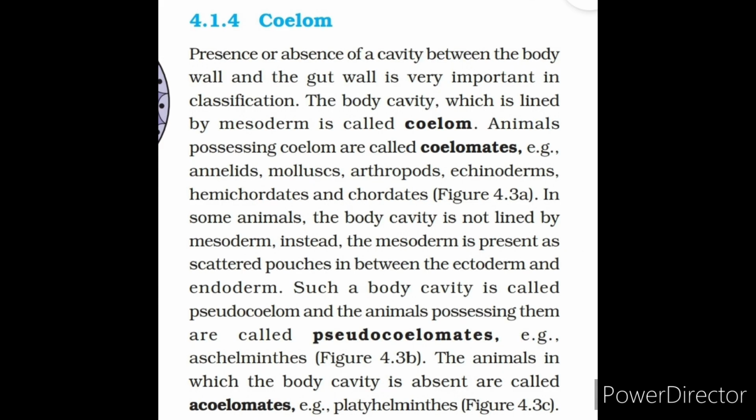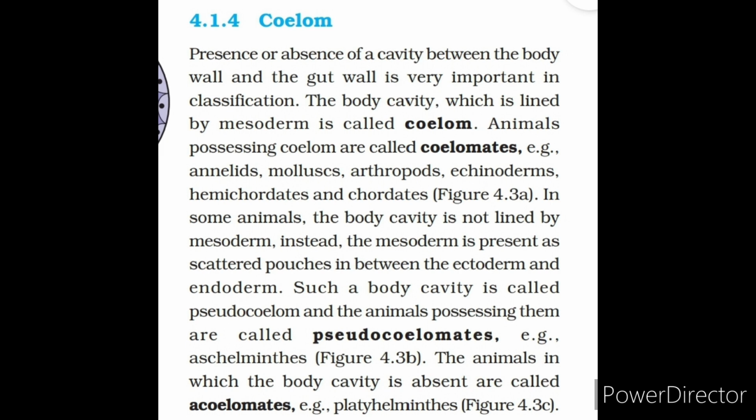Coelom. Presence or absence of a cavity between the body wall and the gut wall is very important in classification. The body cavity, which is lined by mesoderm, is called coelom. Animals possessing coelom are called coelomates, example, annelids, mollusks, arthropods, echinoderms, hemichordates and chordates.